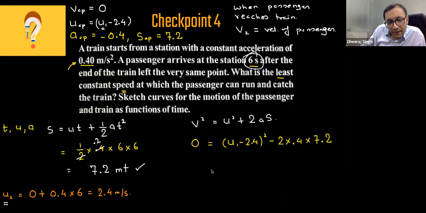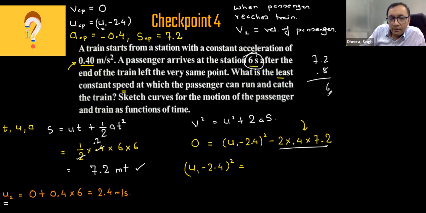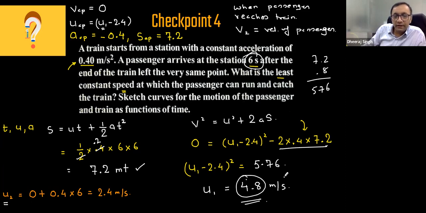Okay, so u1 minus 2.4 whole square, this will become equal to what? 7.2 into 0.8. 5.76. Okay, so from here, are you getting u1 to be equal to 4.8? So this is what you will get. I mean, if you do the proper calculation, you'll get the correct answer from here.